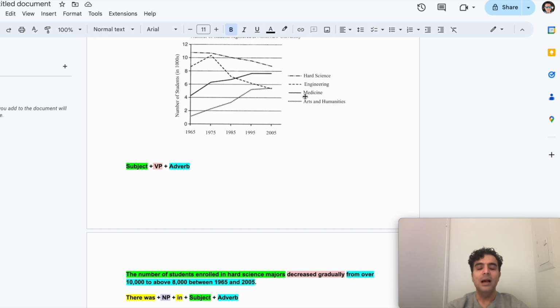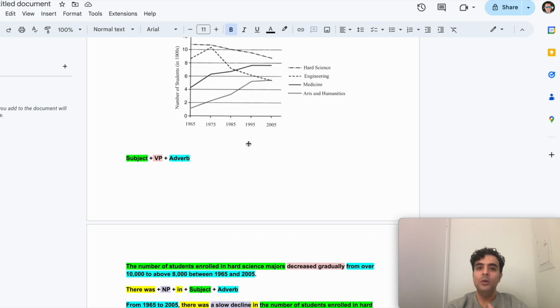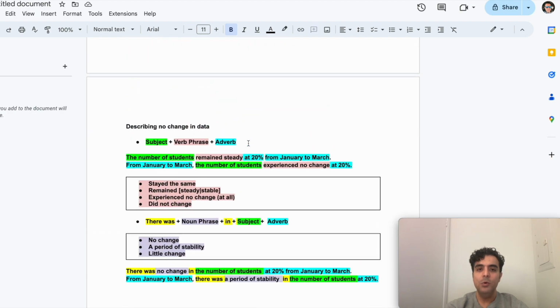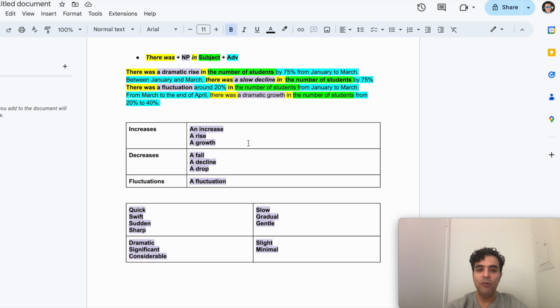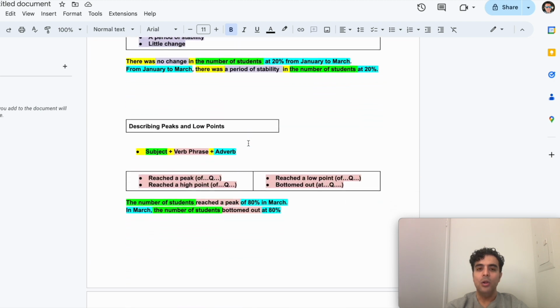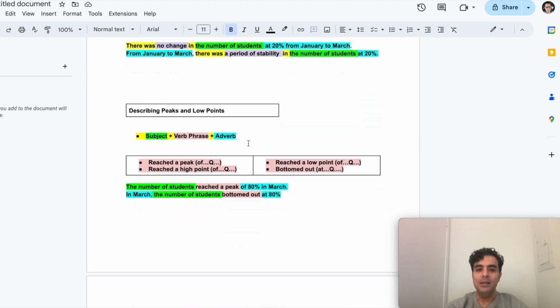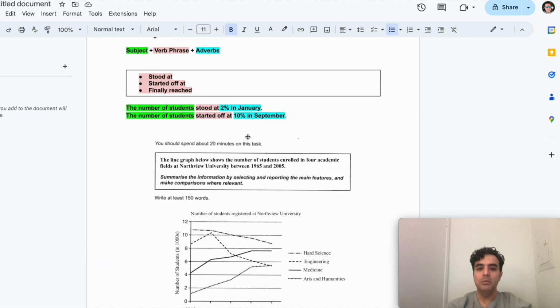Okay, so we've done a sample increase, decrease. We did like one decrease. We've done a period of stability. Now we want to mention a peak, how it reaches a peak. Very quickly, we're going to review the structure first, and then I'll show you how you could write this. So the structure is basically subject, verb, adverb, and these are the verb phrases. So we have reached a peak, reach a high point, reach a low point, and bottom out.